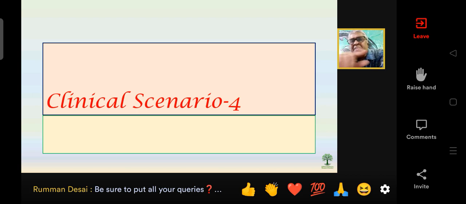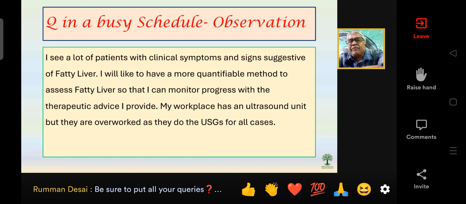Let's look at the fourth clinical scenario. I see a lot of patients with clinical symptoms and signs suggestive of fatty liver. I would like to have a more quantifiable method to assess fatty liver. I'm using clinical scores. I'm using biochemical markers. It's not helping me. Biochemical markers, turnaround time is high. Not all of them are able to do it. Clinical scores are not reliable. I want something more quantifiable so that I can monitor progress with the therapeutic advice that I provide. My workplace has got an ultrasound unit, but they're overworked as they do the USGs for all the cases in the hospital.